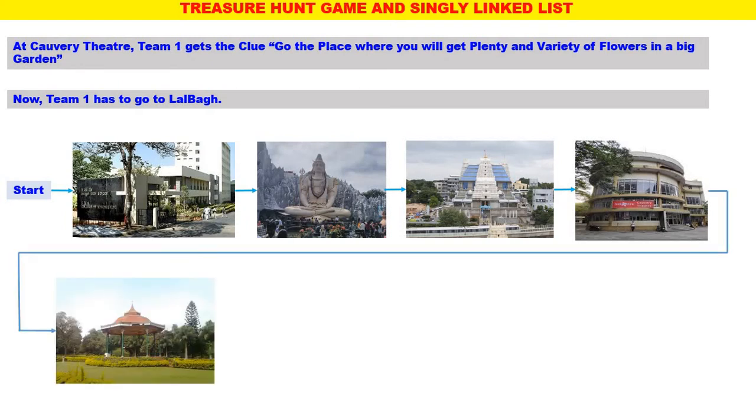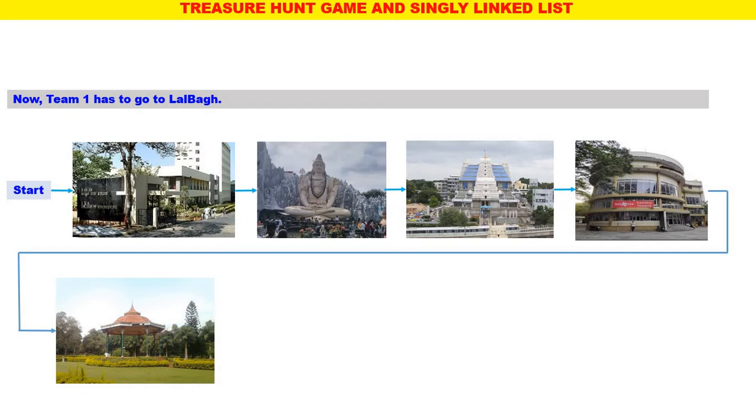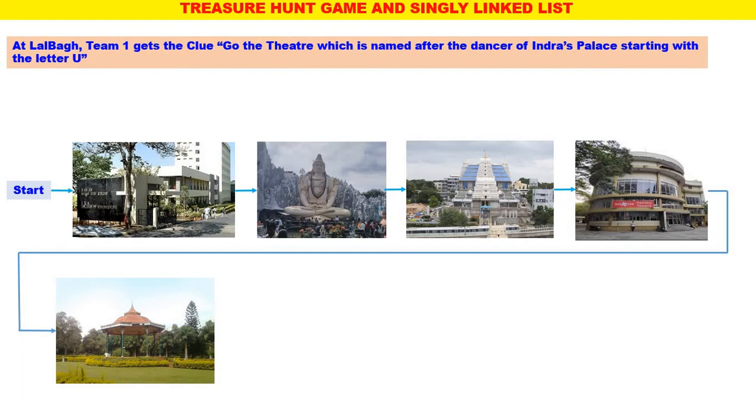This is the picture of Lal Bagh. So from Kaveri Theater, team 1 has to go to Lal Bagh. Now, at Lal Bagh, team 1 gets the clue. Carefully understand this clue: go to the theater which is named after the dancer of Indra's palace, starting with the letter U.